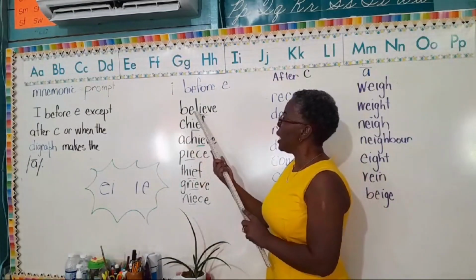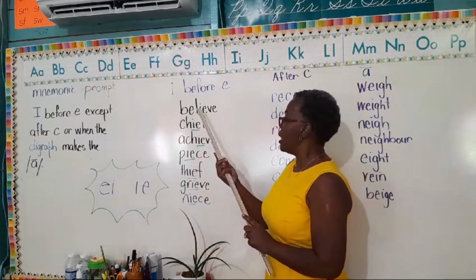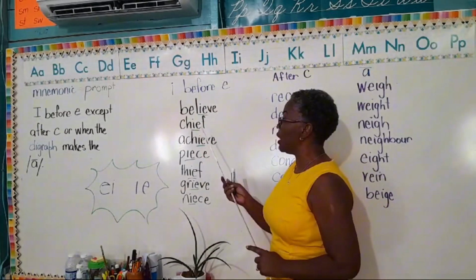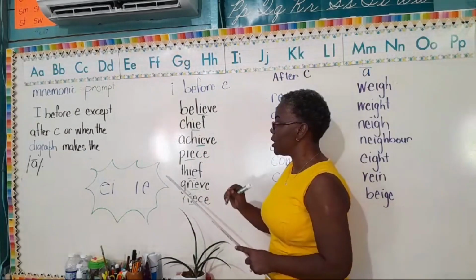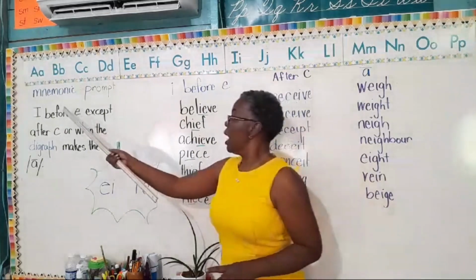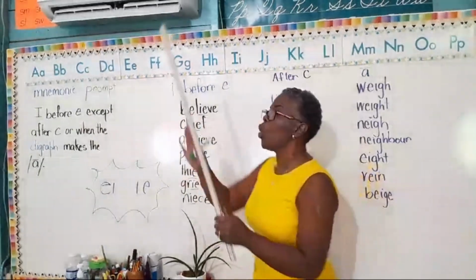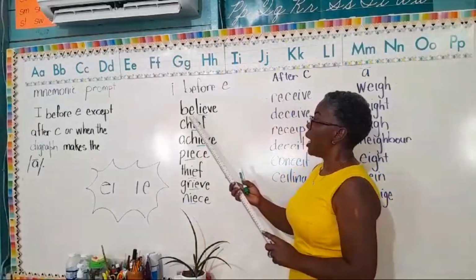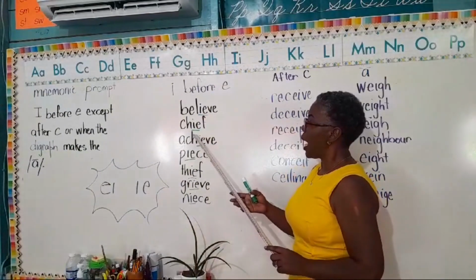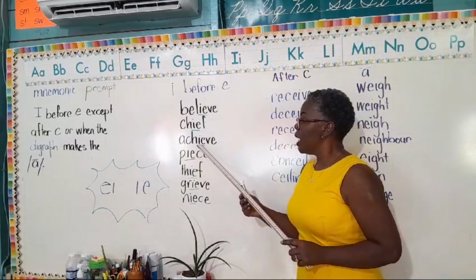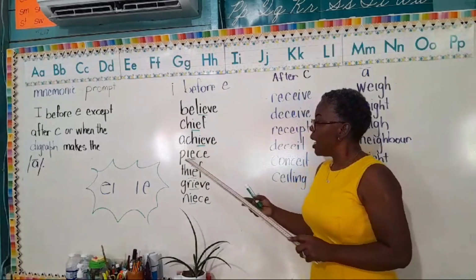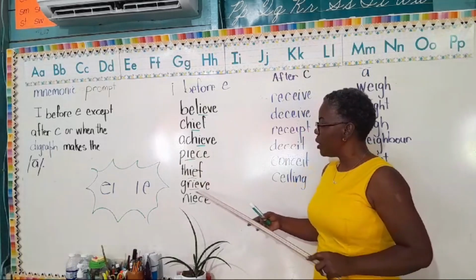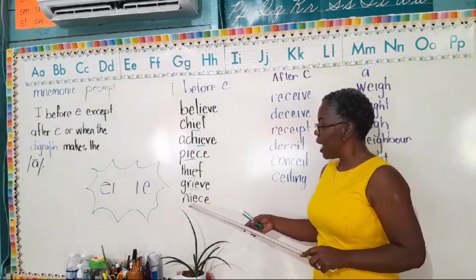In this word, we have L, so this is not C. That is why we have I before E. This is H, not C, so we have I before E. This is P, not C, so we have I before E. So it is I before E, except after C. So let's go. This word is believe, I before E. Chief, I before E. Achieve, I before E. Peace, I before E. Thief, I before E. Grieve, I before E. And niece, I before E.